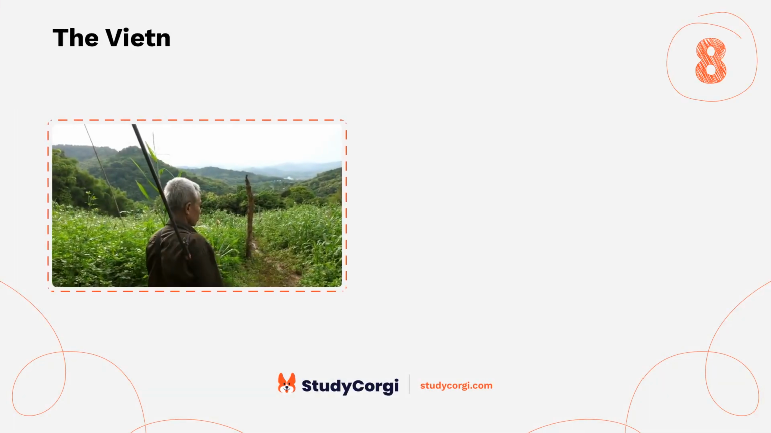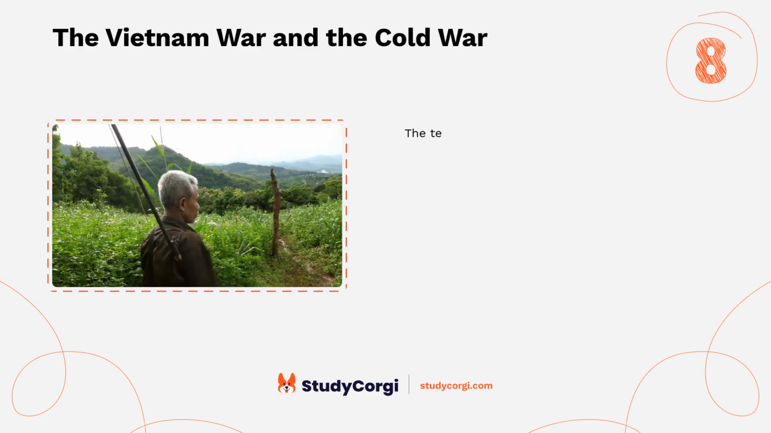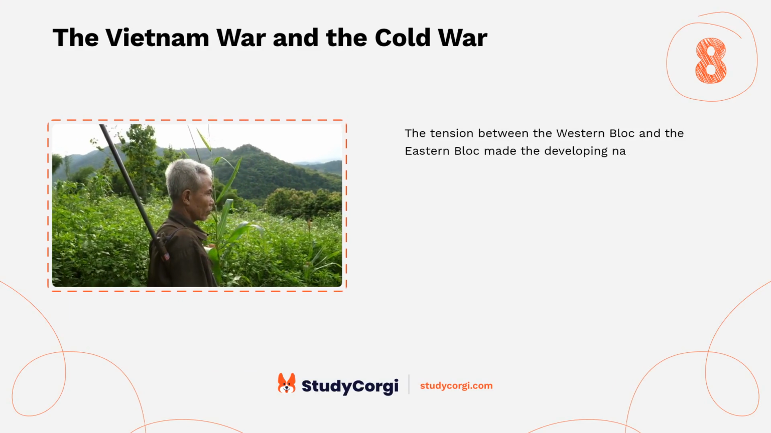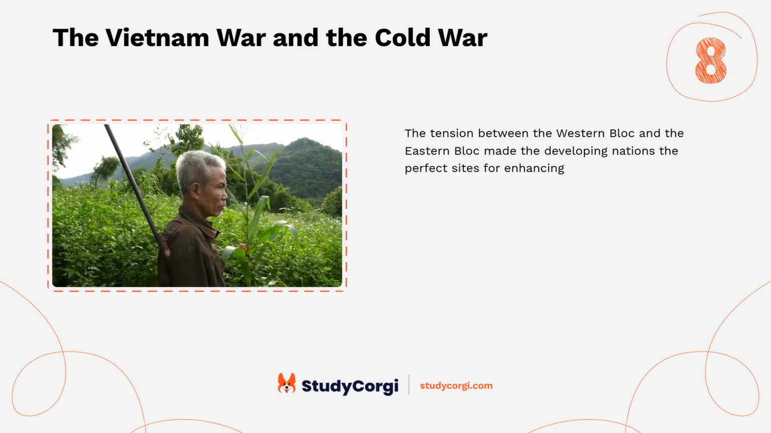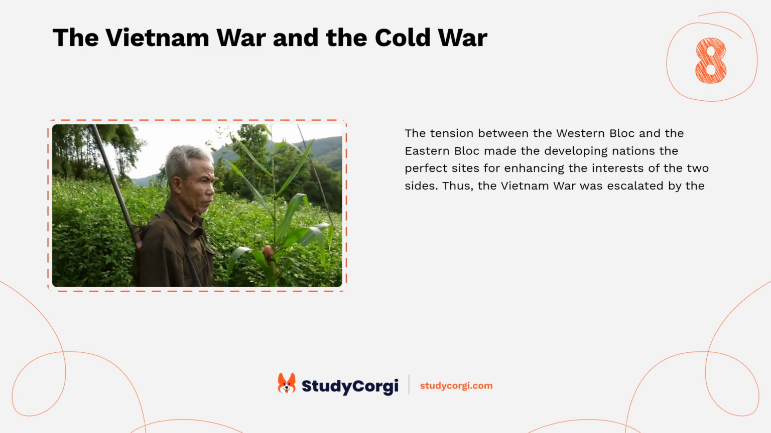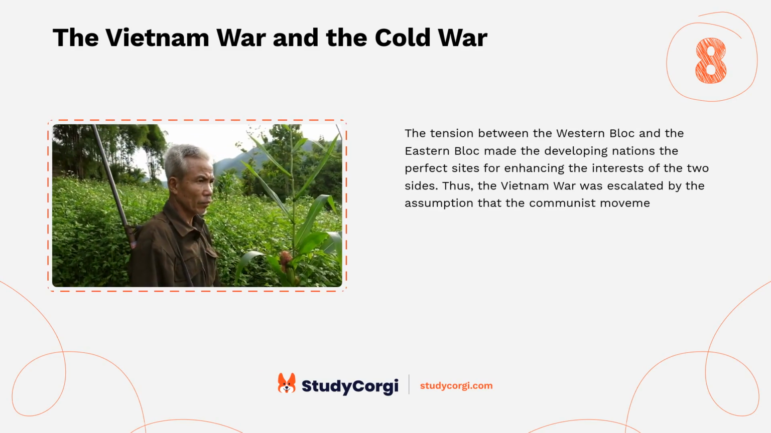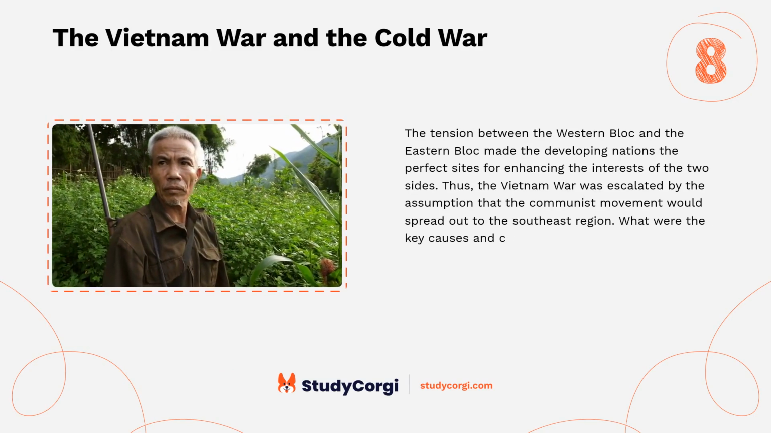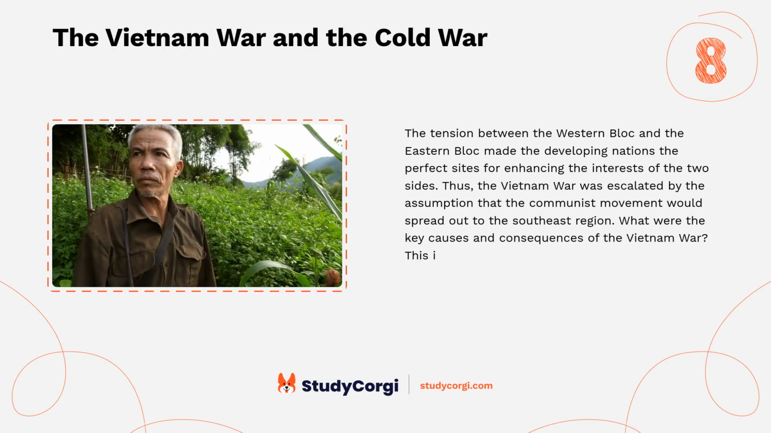The Vietnam War and the Cold War. The tension between the Western Bloc and the Eastern Bloc made the developing nations the perfect sites for enhancing the interests of the two sides. Thus, the Vietnam War was escalated by the assumption that the communist movement would spread out to the Southeast region. What were the key causes and consequences of the Vietnam War? This is an exciting research topic.